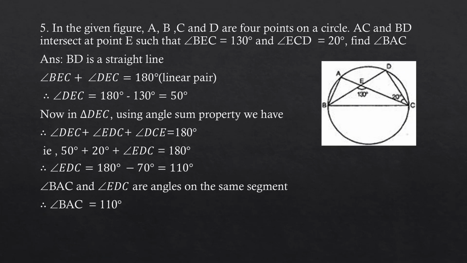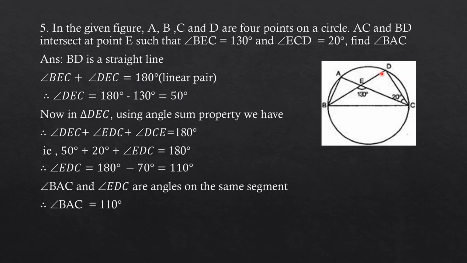Question number 5. We are given a figure with A, B, C and D are 4 points on a circle. AC and BD intersect at the point E such that angle BEC equal to 130 degree and angle ECD equal to 20 degree. Find angle BAC. We can see BD is a straight line, and using the linear pair condition, we can find angle DEC, that is 180 degree minus 130 degree equal to 50 degree.